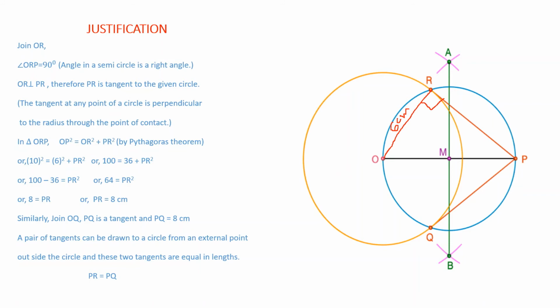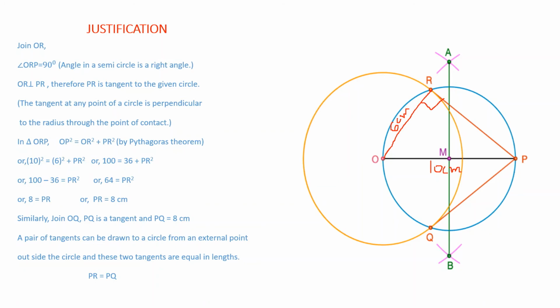Now we see in triangle ORP, PR is the tangent, OR is the radius of the circle, which is 6 centimeter. Angle R is 90 degrees. The distance OP is 10 centimeter in this case because P is an external point, and from center O, the distance of P is 10 centimeter. So in this right angle triangle, we can apply Pythagoras theorem. Pythagoras theorem says the hypotenuse square equals the sum of the squares of the other two sides. So OP square equals OR square plus PR square.